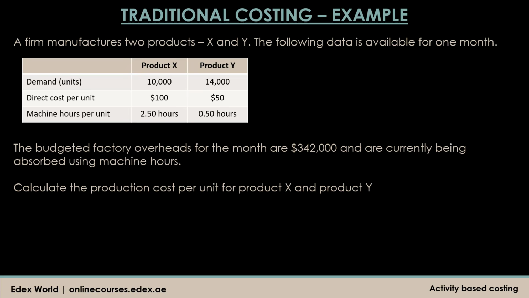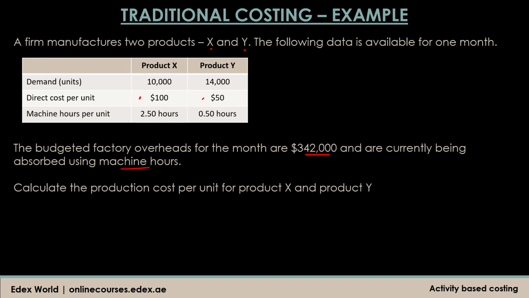A firm manufactures two products, X and Y. The following data is available for one month. Demand is given: how many units will be produced for each product. Direct cost per unit is given. And machine hours consumed in producing each of these products per unit is given. The budgeted factory overheads for the month were 342,000, currently being absorbed using machine hours. So we'll be using machine hours as our basis to calculate the overhead absorption rate first, and then absorb the overheads to the products.